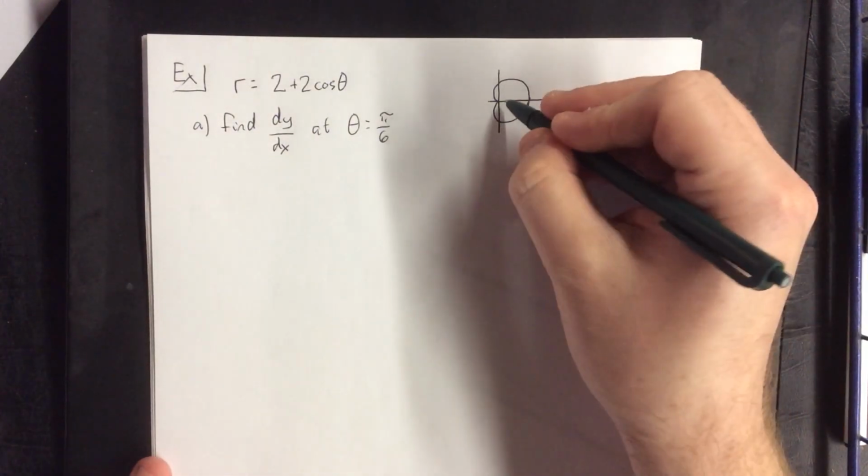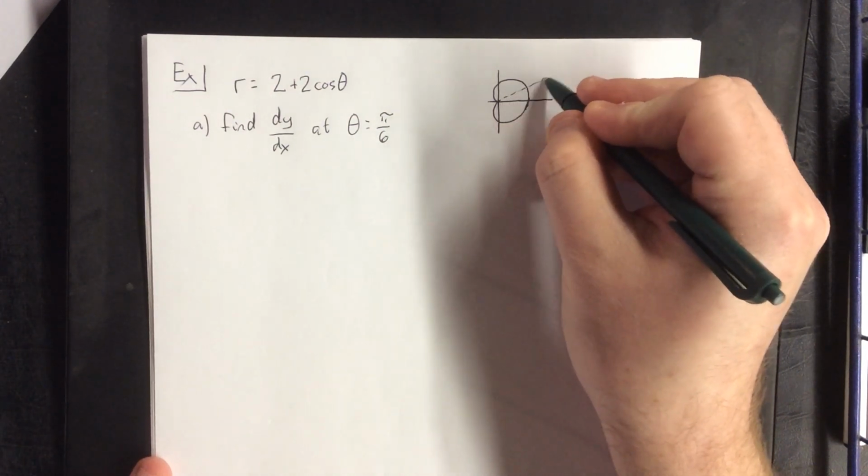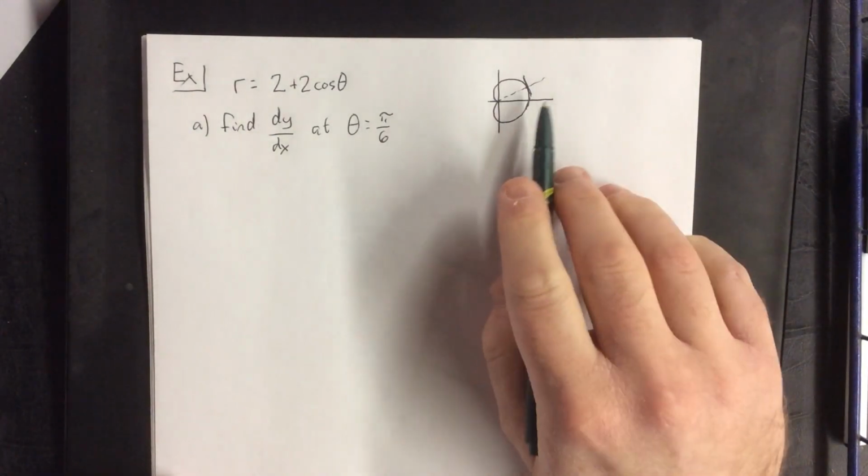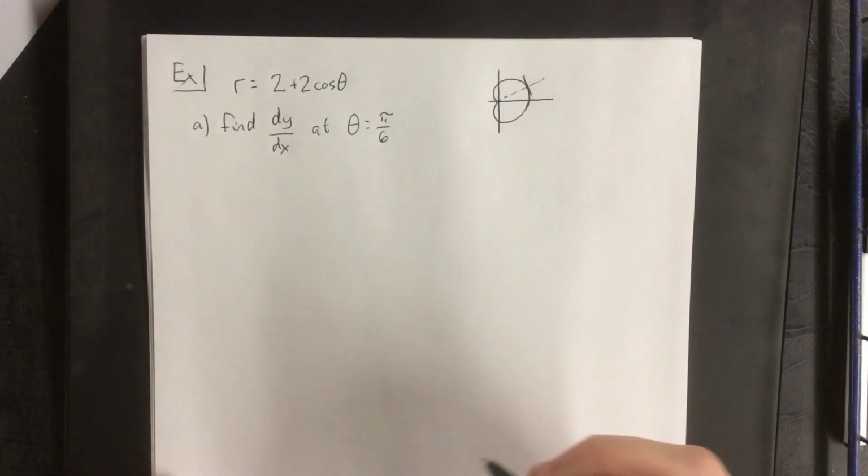So what we're going to do is consider the angle pi over 6, and we're going to try to figure out the slope of a tangent line right at that point. I predict we'll get something that's kind of large and negative.